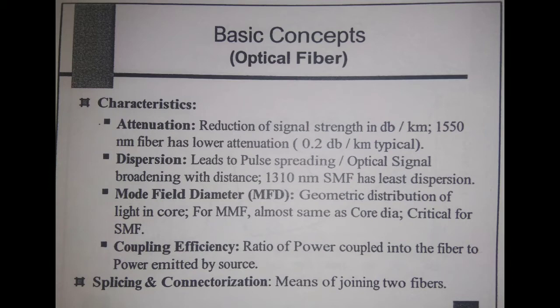If we talk about dispersion, which means broadening of the pulse, 1310 nanometer single mode fiber has the least dispersion. And the mode field diameter, which is the geometrical distribution of light in the core, is almost the same as the core diameter for multi-mode fiber, but it is critical for single mode fiber.